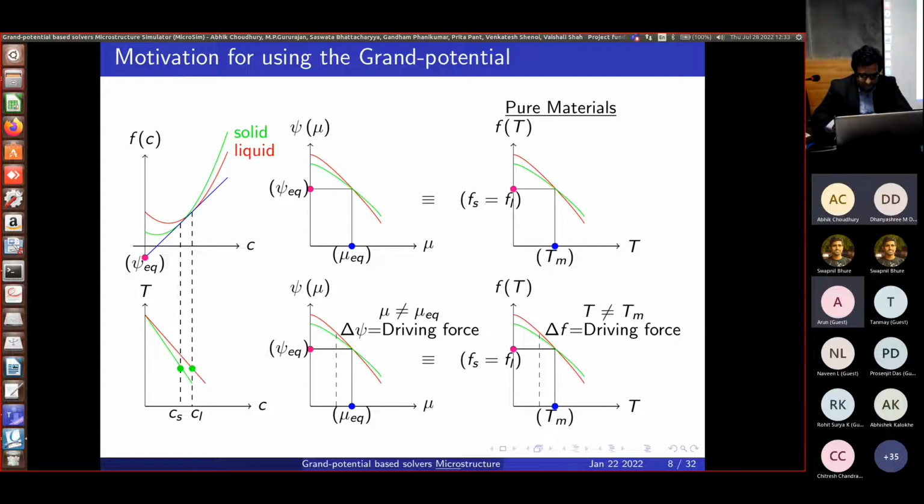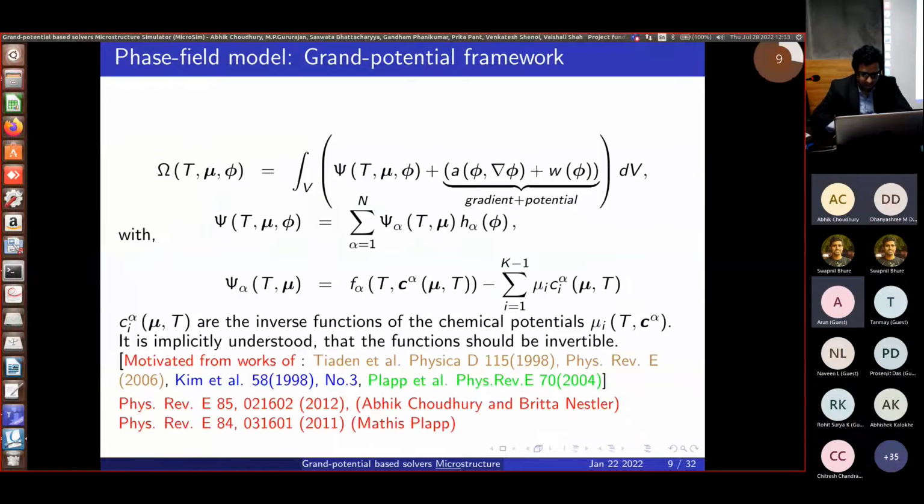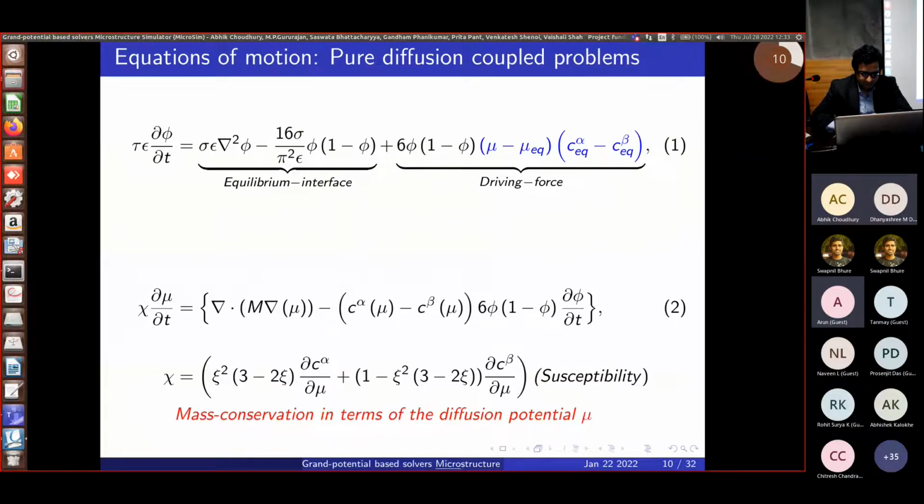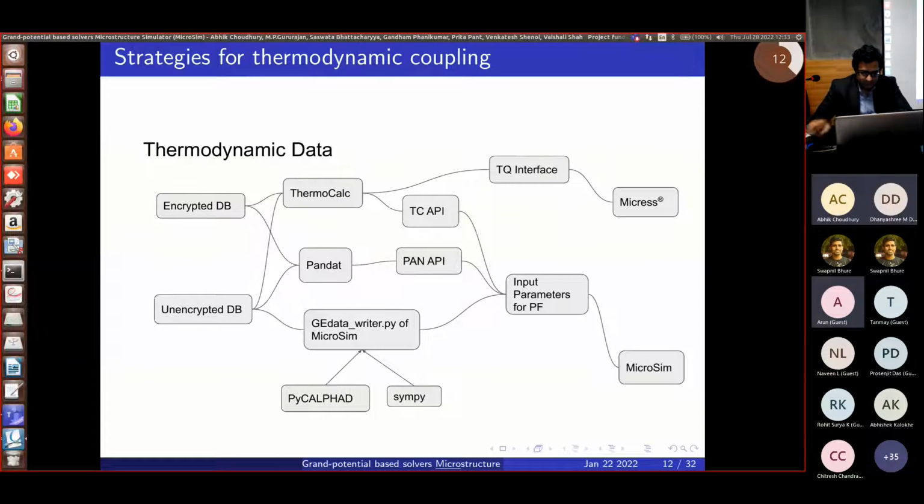OK, so now the rest of the lecture would be how I incorporate this driving force using the coupling to thermodynamic databases. So I will skip all of this because this can directly come. I'll directly go to strategies for thermodynamic coupling. I have borrowed one slide from Funny because essentially this is what we have done.